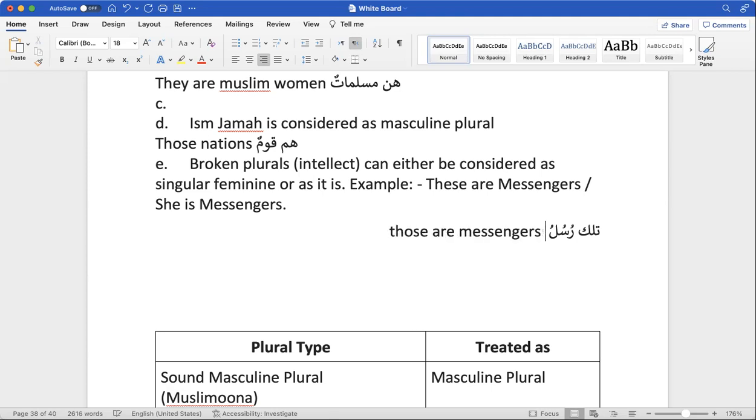Perfect. So when you translate it, you will not write that messengers, that are messengers and feminine. No, say those are messengers. That's why tilka rusul. Now, why tilka, why ulaika? There's a different story. Why Allah subhanahu wa ta'ala used tilka when he could have used ulaika, right? That's different. That's a balagha, a depth study. Right now, we are not studying that.